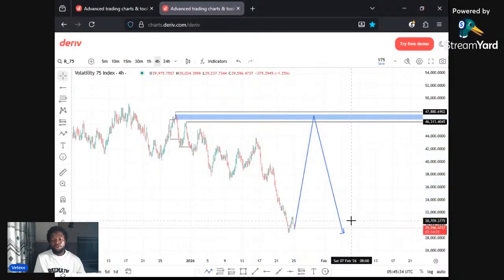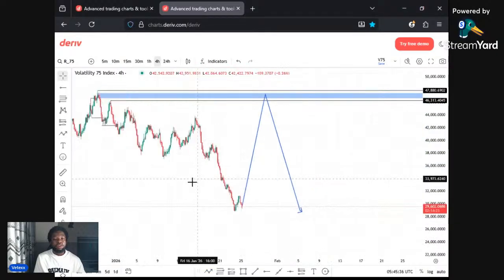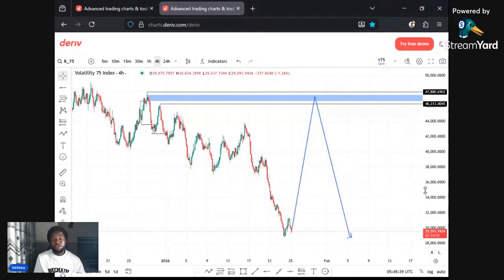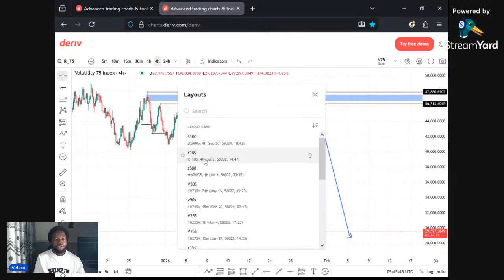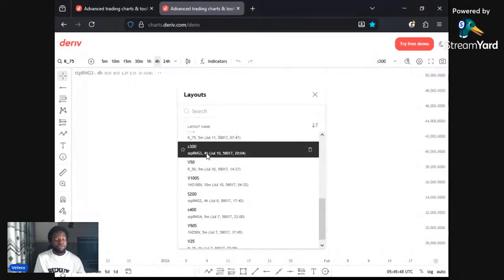Then we know that we are done with V75 index. So this is what we are anticipating on V75 index. Hopefully this happens within the next few days, and then we will have opportunities. Okay, now let's move on to the next pair, which is step 300.